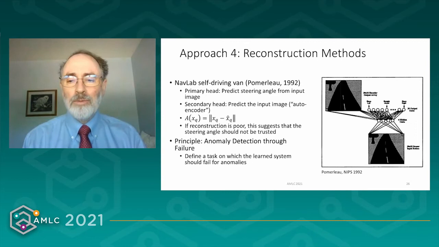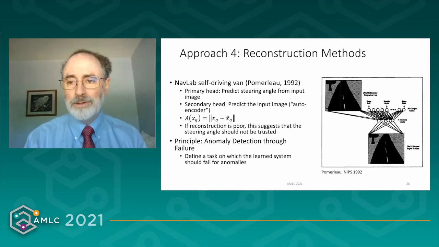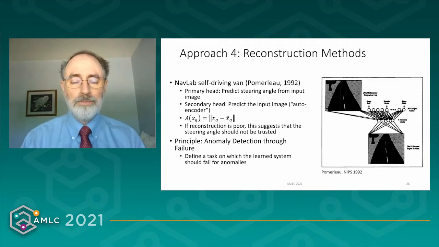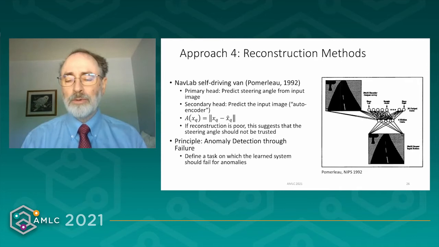And what they did was continuously monitor the reconstruction error. And if the reconstruction error dropped, then they would not trust the steering output. And the argument was, well, both the steering and the reconstruction are using the same 4 hidden unit values, and so if one is bad, the other is probably bad too. But of course, the beauty of reconstruction is that it's self-supervised, so we can detect immediately that we have a problem. So the principle of this, I call it anomaly detection through failure, is to try to create a task in which the learned system should fail outside of the training data. So we don't want it to generalize at all.